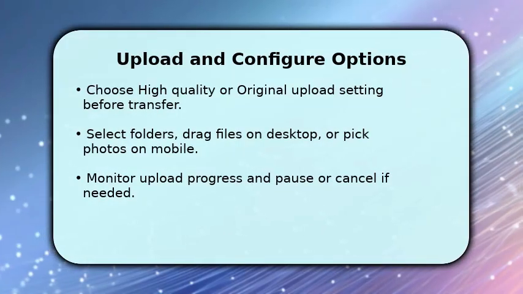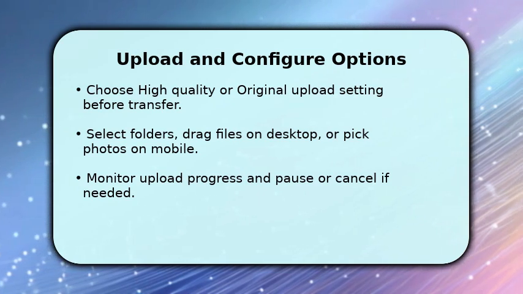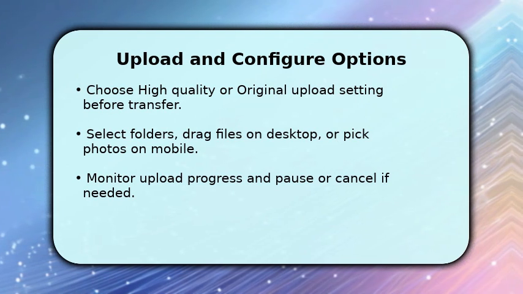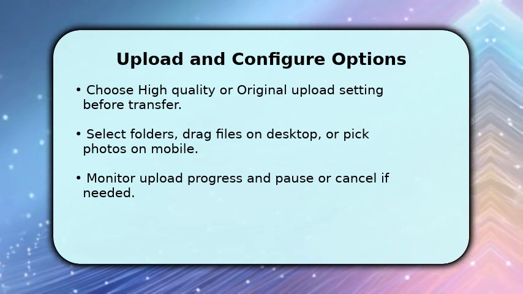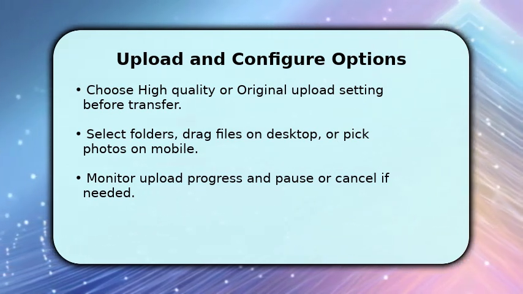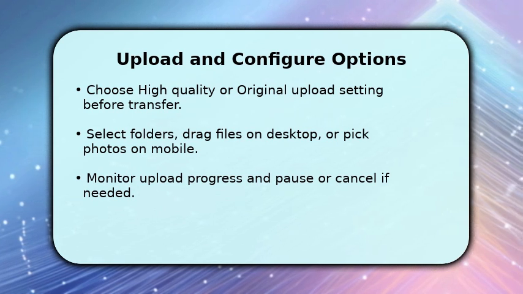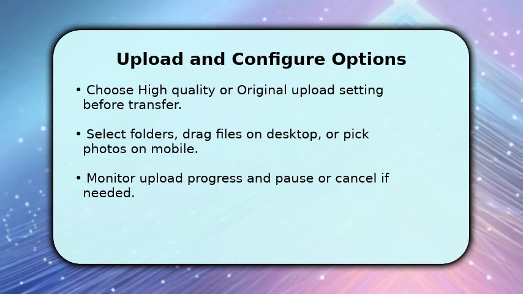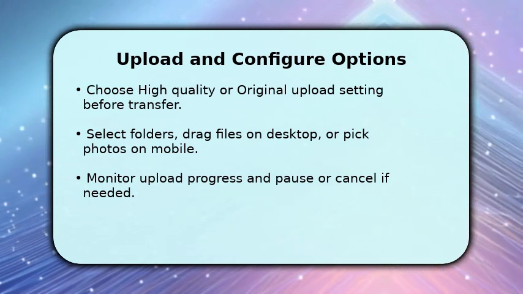You now pick your upload quality: high quality to save space or original to keep full resolution. On desktop, drag files into the Google Photos window or use Upload Computer. On mobile, select Photos and tap the cloud icon or enable backup and sync for folders. Make sure to organize into albums as you upload if you want structure.